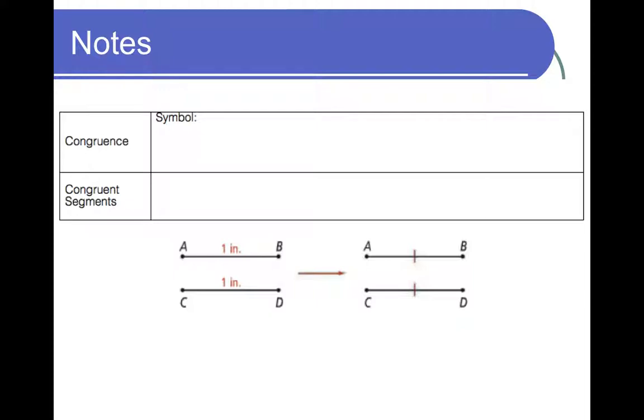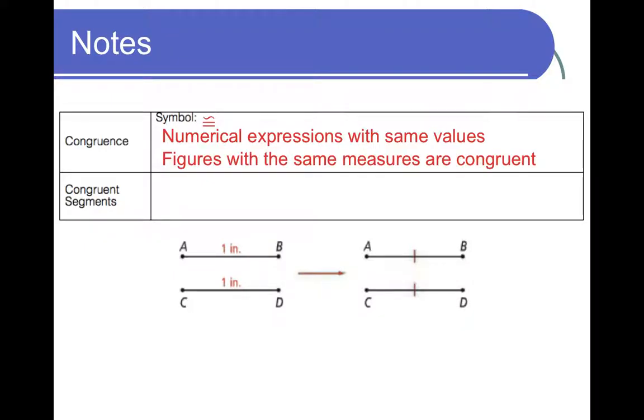So first, let me show you the symbol. The symbol is an equal sign with a little wiggly thing over it. That's the symbol for congruence. And what congruence means is numerical expressions with the same values or figures with the same measurements. They're called congruent. Again, they're not equal, just like Victoria and Jacob are not equal. Their ages are equal. And if this were geometry class, we could say that Jacob is congruent to Victoria because their measures are the same. But we don't really do that with people. We can do that with geometric figures. So congruence applies to numerical expressions with the same value and figures with the same measure.